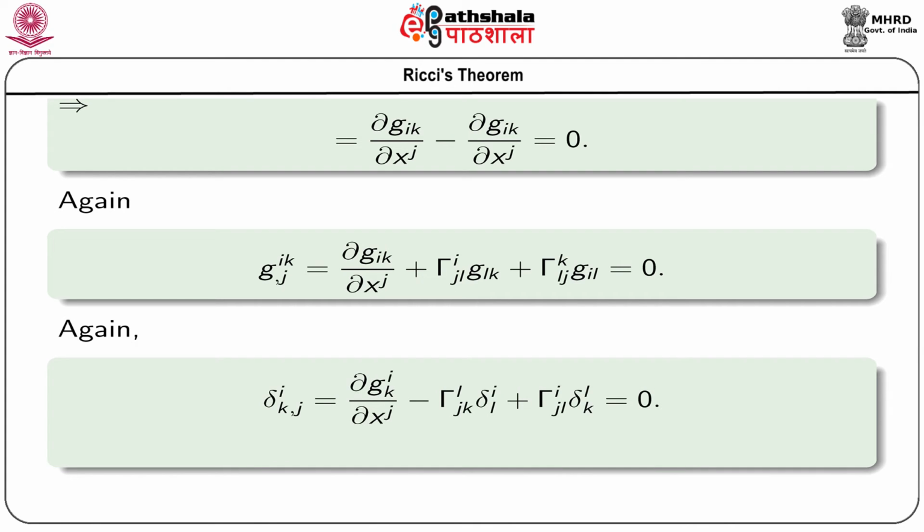And also for δ_ik,j equals ∂δ_ik/∂x^j minus Γ^l_jk δ_il minus Γ^l_ji δ_lk equals 0. Hence, Ricci's theorem is proved.